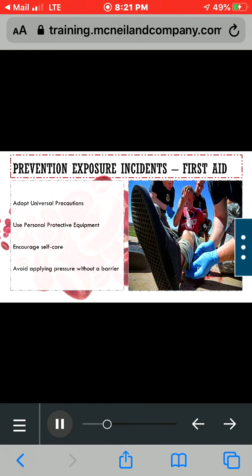If possible, encourage the patient to engage in their own care, such as when the patient is experiencing a minor cut and can apply pressure to the wound on their own. If self-care is not an option, you should avoid applying pressure without a barrier.